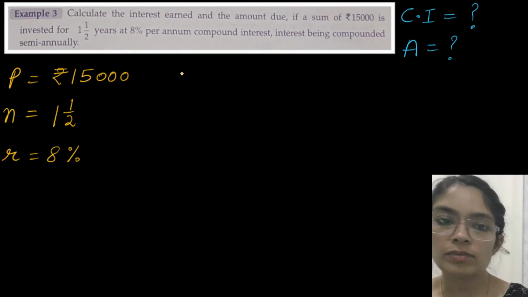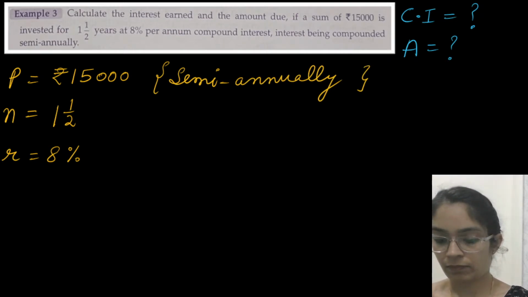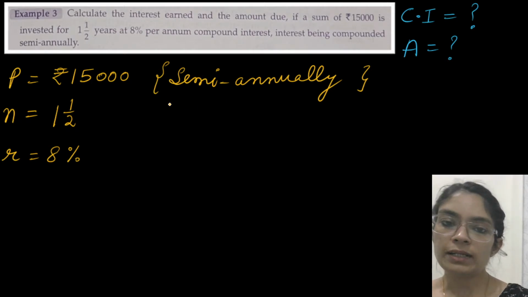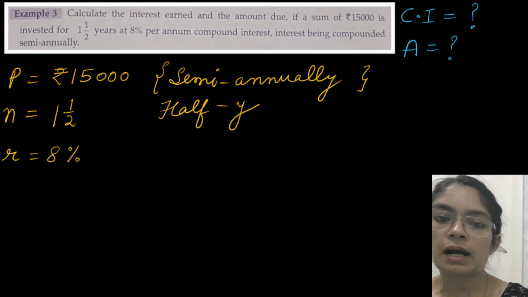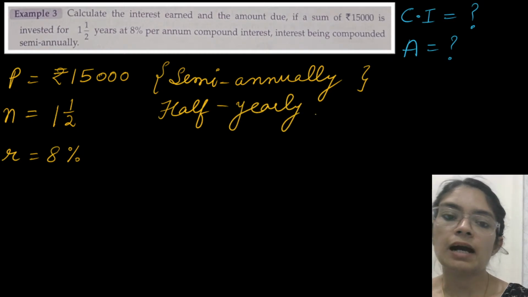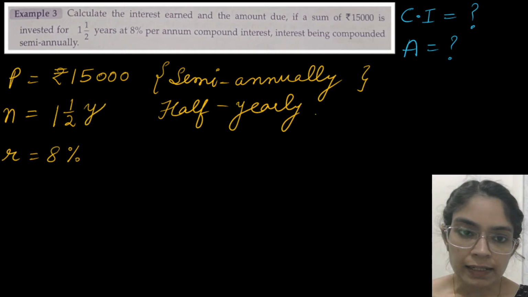So what is the meaning of semi-annually? What do you understand by this word? Semi-annually, what does this word mean? Yes, so it means half yearly. Semi also means half. So semi-annually means half yearly. Okay, so what do we have to do? See, this is 1.5 years.